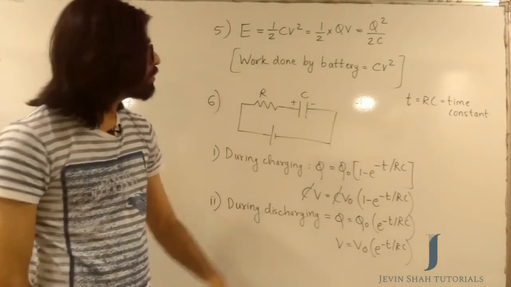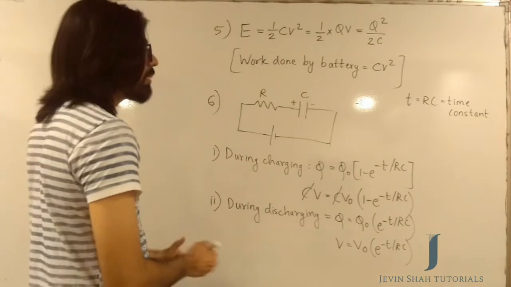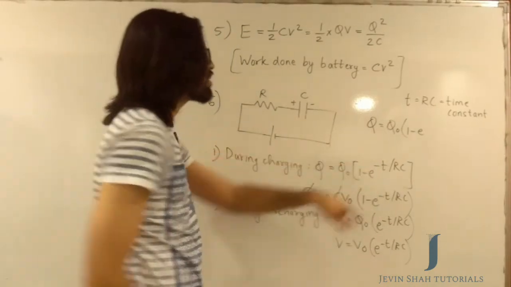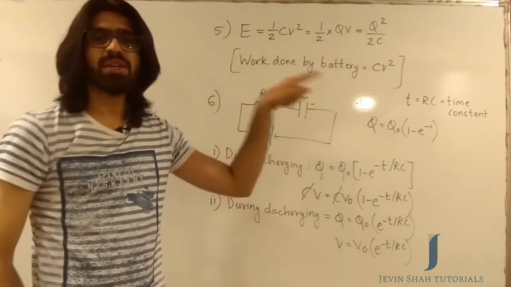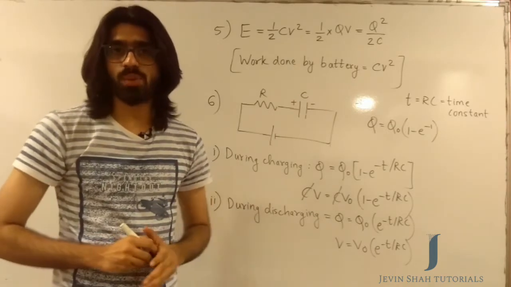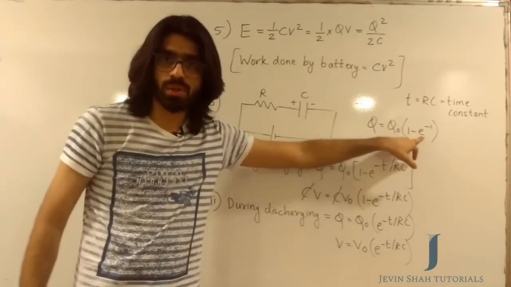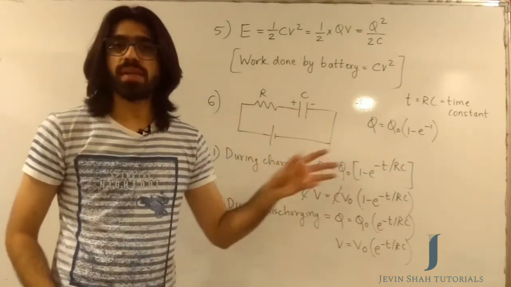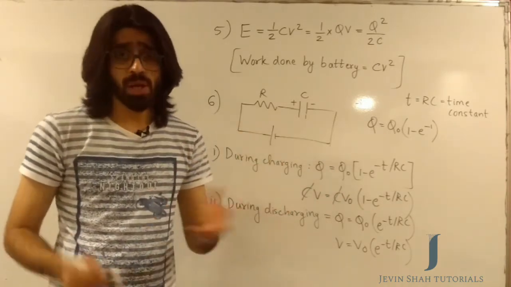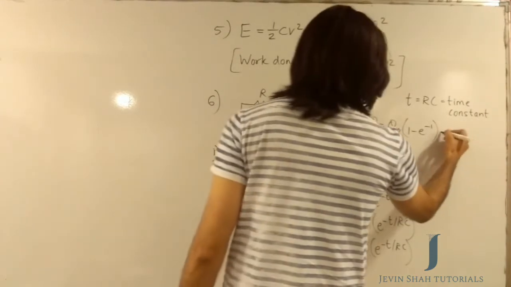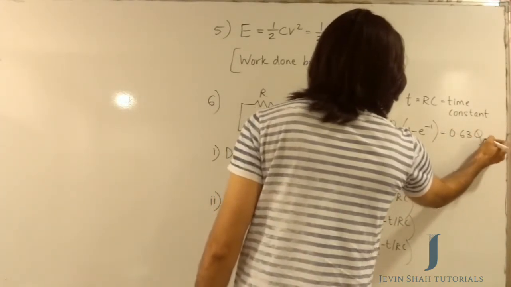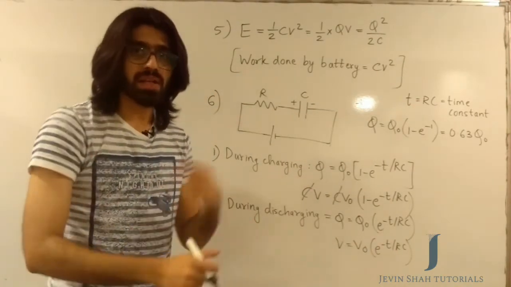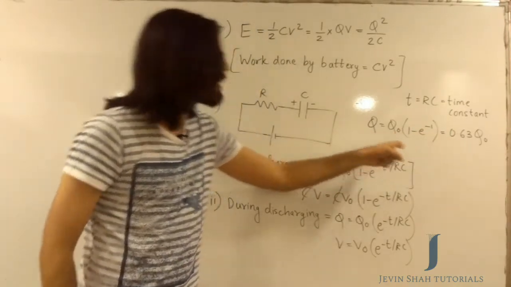Why so? Because if you put t equal to RC right here, the charge on the capacitor, you get it as Q equal to Q naught into 1 minus e power minus 1. The value of e is 2.71828 approximately. You can plug in that value and evaluate the numbers in your calculator. 1 upon 2.7 would be roughly 0.37, and 1 minus 0.37 will give you 0.63. So this would give you 0.63 Q naught. We can say that RC is finally the time that is required for 63% of the capacitor to get charged.